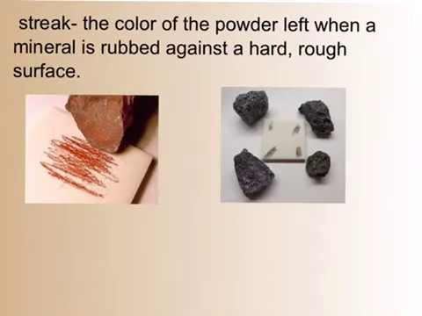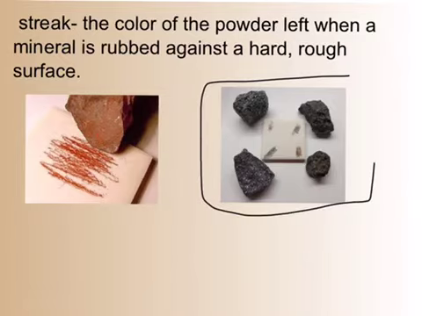Another property we can use to describe minerals is its streak. A streak is the color of powder left when a mineral is rubbed against a hard, rough surface. Anytime you do a streak test, you can identify what mineral you actually have. As you can see on the right-hand side, a lot of these minerals look very similar in color. But if you do a streak test, you'll notice that all four of them give a very different color. So that's how you would tell the different minerals if you can't tell it by its color.